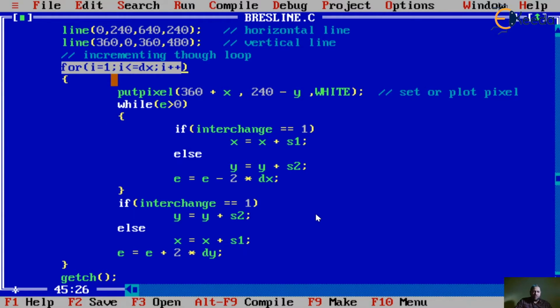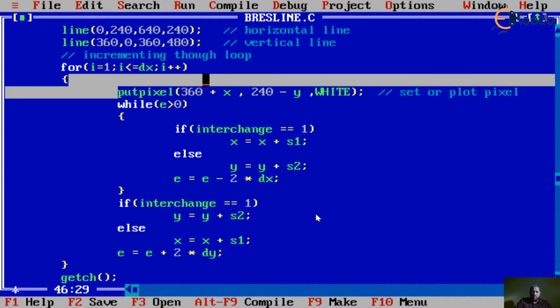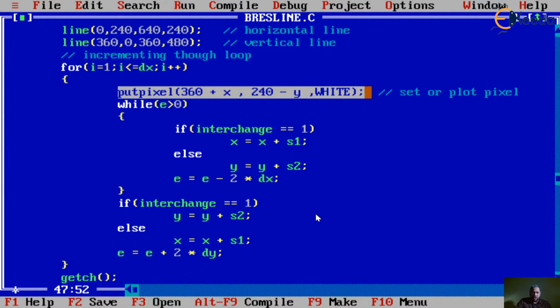Okay, so the first value that I'm going to put is put pixel. Now put pixel x and y and white color. This is the normal put pixel function. But now here, as I'm dividing the screen into the 4 quadrants, my 0 0 is not here. My 0 is not at the left side bottom corner or left side top corner. My center of the screen is 0 0. So at the center, 360, 240, it is 0 0 value actually.